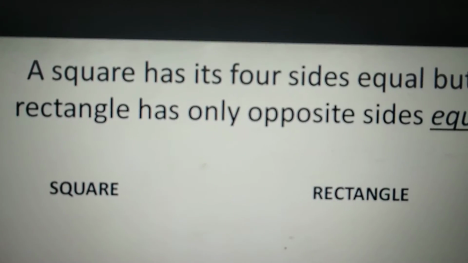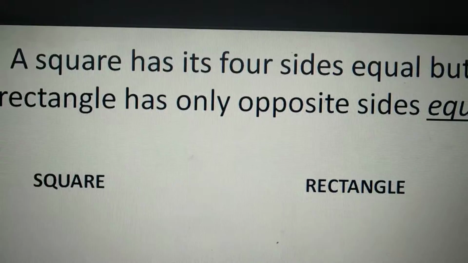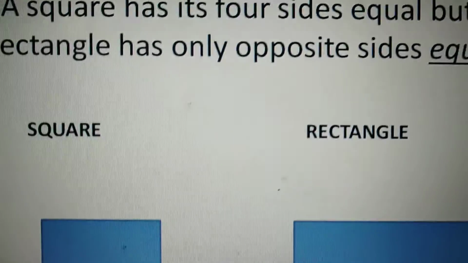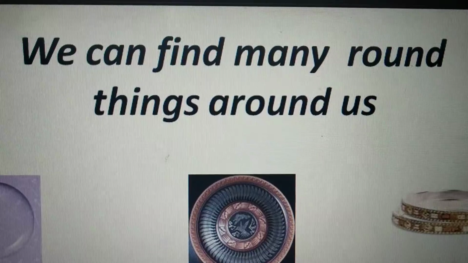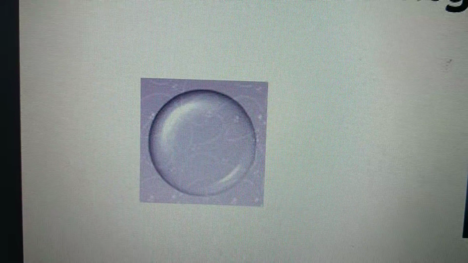Students, a square has its 4 sides equal, but a rectangle has only opposite sides equal. All the sides are equal. Here only opposite sides are equal. Student, a circle has no side, no corner. It's a curved figure.